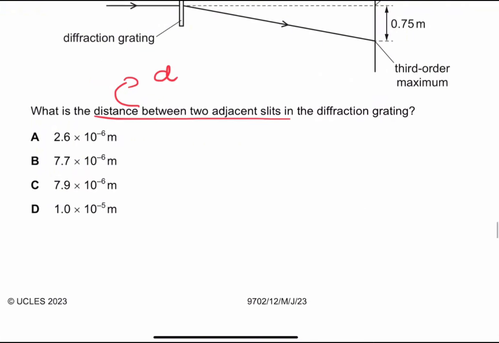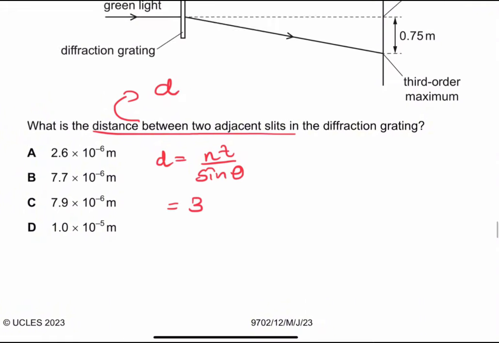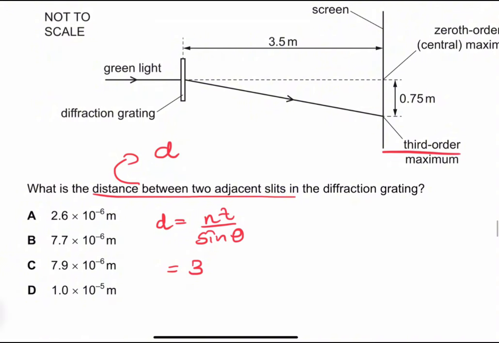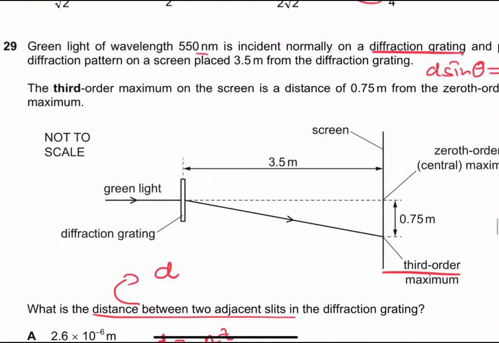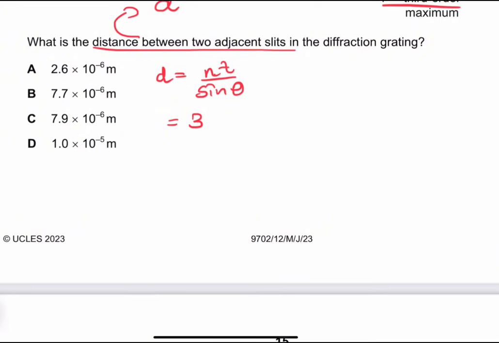But how do you find D? Very important. So we know that D is equivalent to N lambda divided by sine of theta. Right. So what is the value of N? Our N is 3, as you can see from the question here. We've been given a third order maximum. What is our value of lambda? Well, the value of lambda, if you go back here, it's 550. So the value of N is 3 and the value of lambda is 550 times 10 to the power of negative 9. We divide that by sine of.